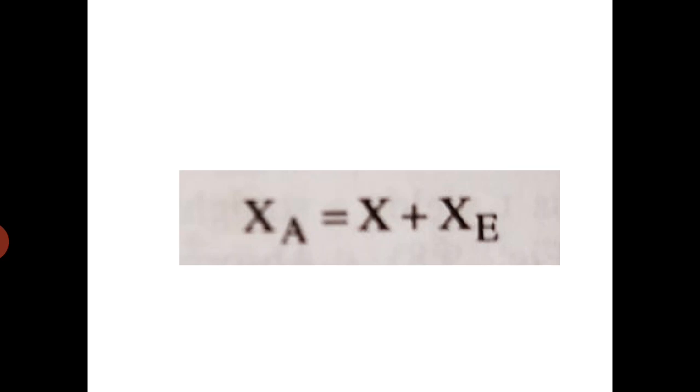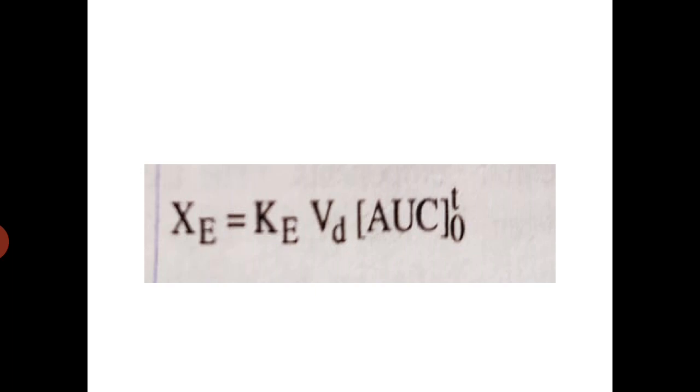Okay, I'll repeat it once again from the first equation. Xa is equal to X plus Xe. X, you know, X is equal to Vd C. Xe is equal to Ke Vd into AUC 0 to t. Substituting this in the first equation, you will get Xa is equal to Vd C plus Ke Vd into AUC 0 to t. That means the amount of drug absorbed till time t is equal to Vd C plus Ke Vd into AUC 0 to t.